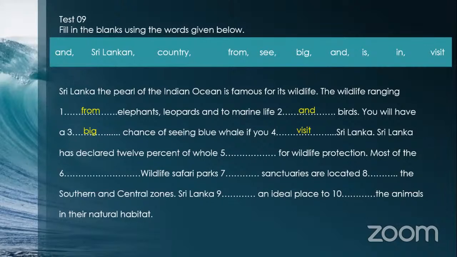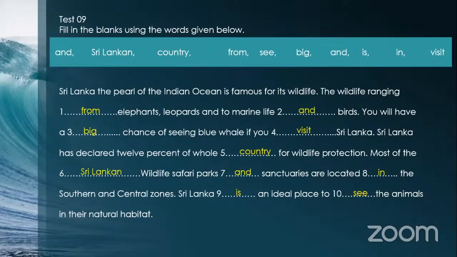12% of the country for wildlife protection, right? Sri Lanka has declared 12% of the country for wildlife protection. Next, most of the Sri Lankan wildlife safari parks and sanctuaries are located in the southern and central zones. Next, Sri Lanka is an ideal place to see the animals in their natural habitat, right?